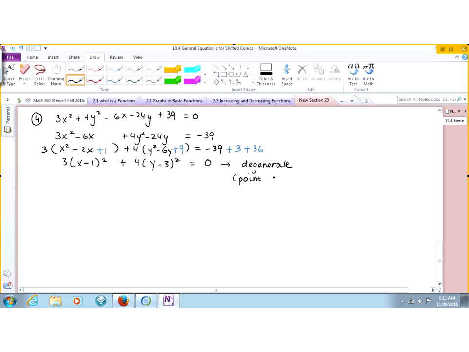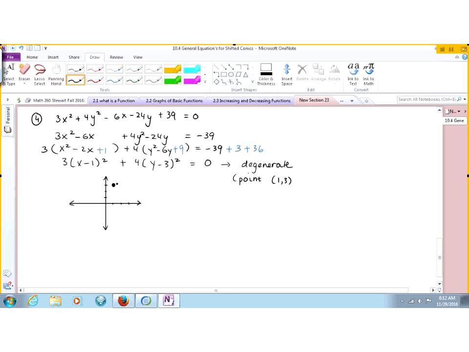Well, if you know degenerate is good, but the graph is a point. It is at (1, 3). So when you graph this, it is not a conic, it's just a point. So when you graph this equation, it's just a point, which is (1, 3). 1, 2, 3. So it's just this point right here.